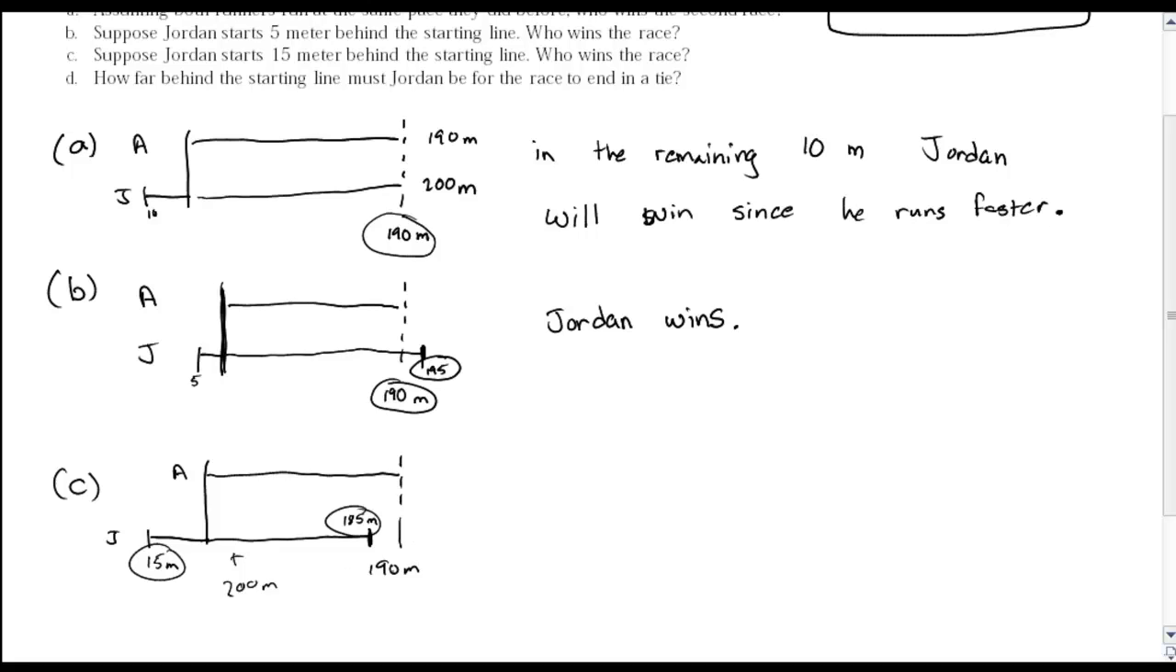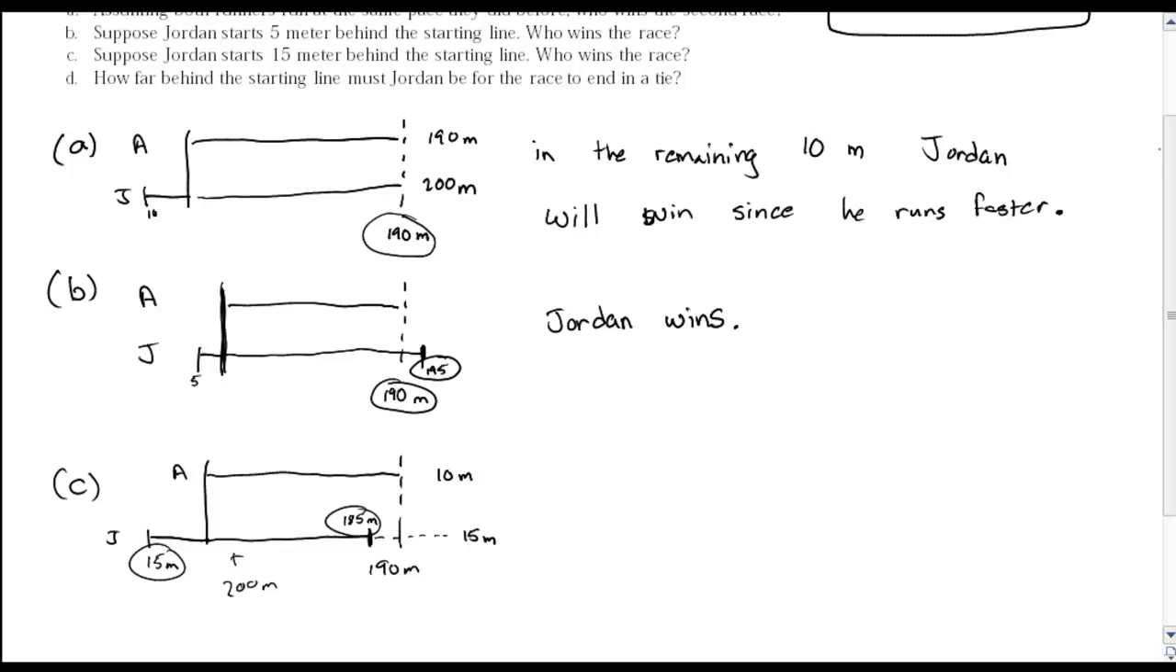Okay. So to get to the finish line, Armani only has to go 10 more meters, but Jordan has to go 15 meters. So now this is a little bit more difficult of a situation. All right. So Armani has to go 10 meters. Jordan has to go 15 meters. Jordan does run faster, but is it fast enough to catch up and pass Armani?